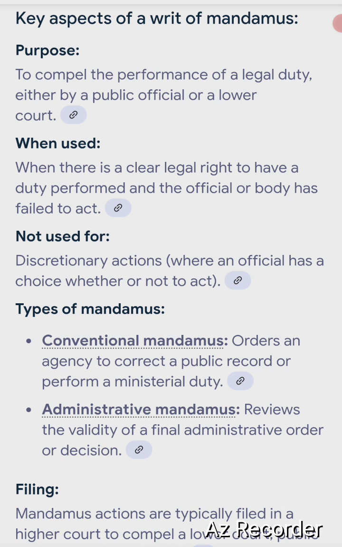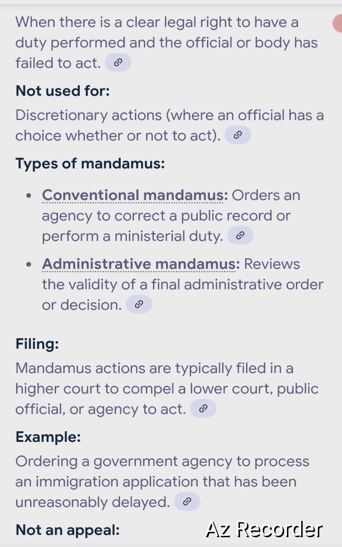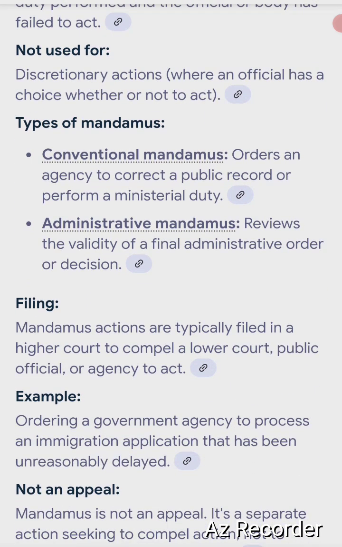Types of mandamus. Conventional mandamus orders an agency to collect a public record or perform a ministerial duty. Administrative mandamus, which is the one that we'll most likely be dealing with, especially with these courts, reviews the validity of a final administrative order or decision. Filing. Mandamus actions are typically filed in a higher court to compel a lower court, public official, or agency to act. Example: ordering a government agency to process an immigration application that has been unreasonably delayed.